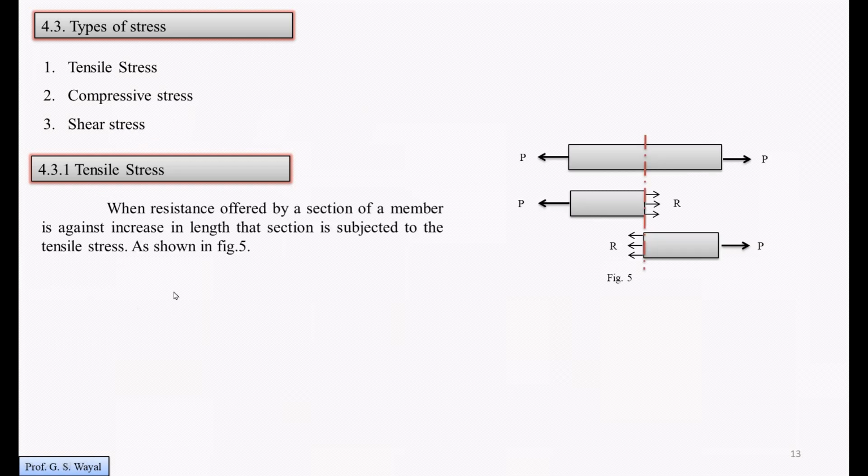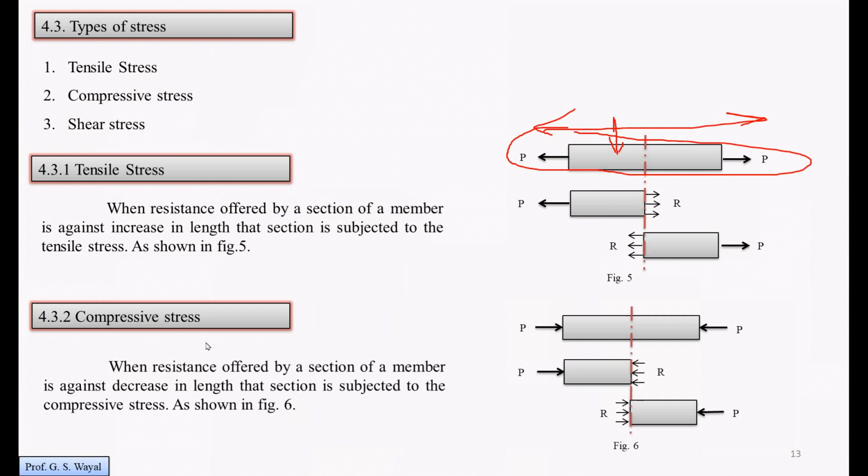So first we will see the tensile stress. When the resistance offered by a section of a member is against the increasing length, that section is subjected to the tensile stress. How do you consider the tensile stress? If any member is subjected to a tensile force, whatever stress is produced in that particular member, we can call a tensile stress. And if we apply the tensile force on that body, obviously the member will change its length, or will increase its length. Whatever resistance is offered to that increase in length is also called a tensile stress.